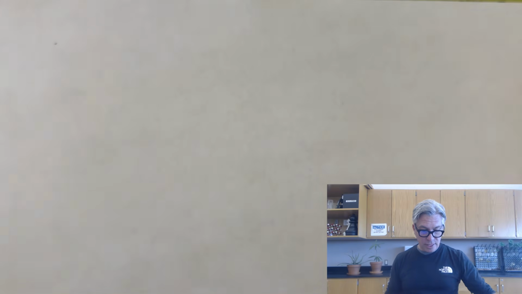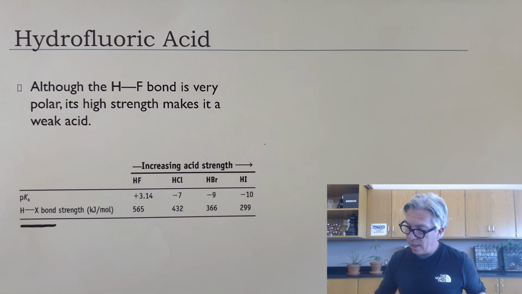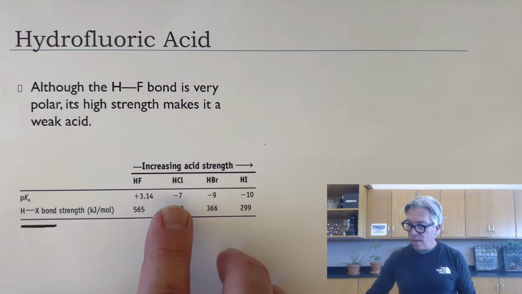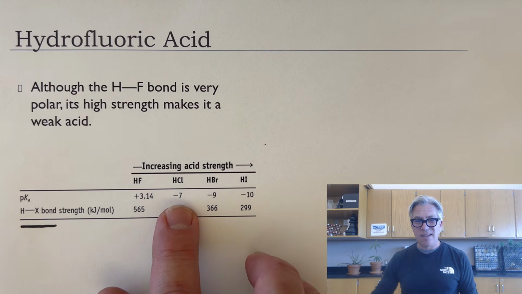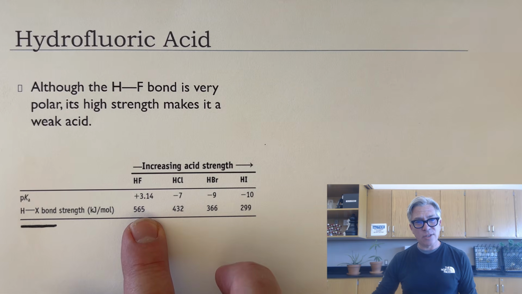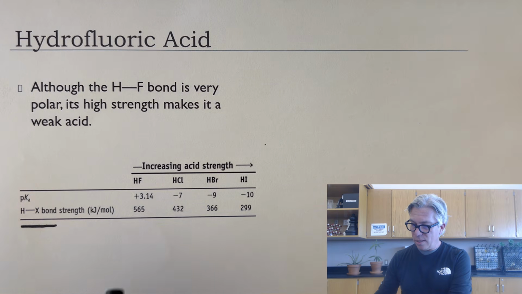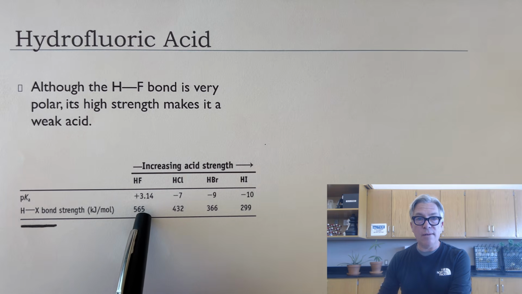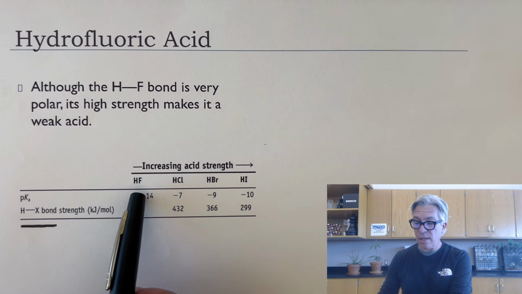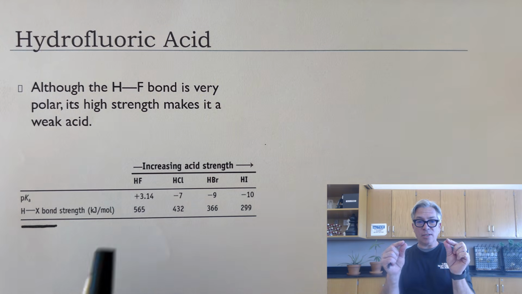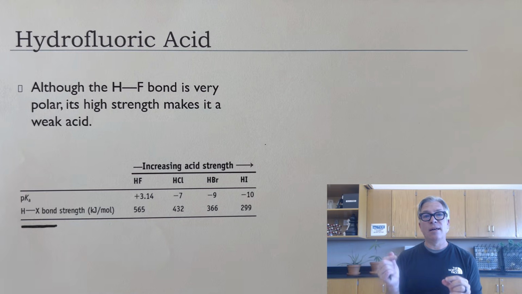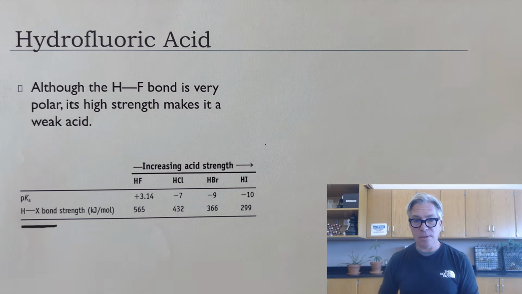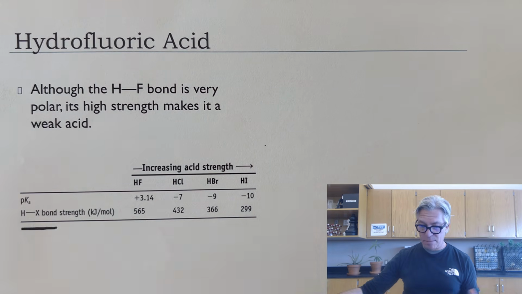Okay, so in general, although the HF bond is very polar, its high strength makes it a weak acid. We talked about this. Hydroiodic is strong. Hydrobromic is strong. Hydrochloric is strong. But hydrofluoric? That's actually pretty weak. Even though the bond between H and F is very, very polar, fluorine is the most electronegative element, because of its small size it snuggles really close to the hydrogen, making a very short bond length and a very strong chemical bond, so it ends up being a weak acid. So there's bond strength at play there.